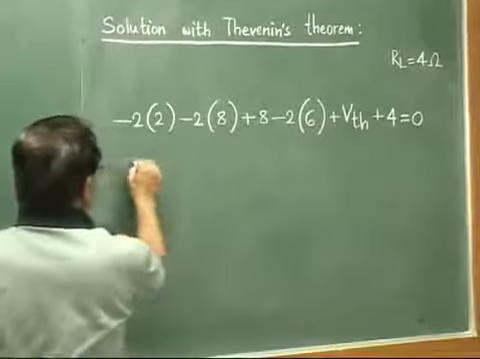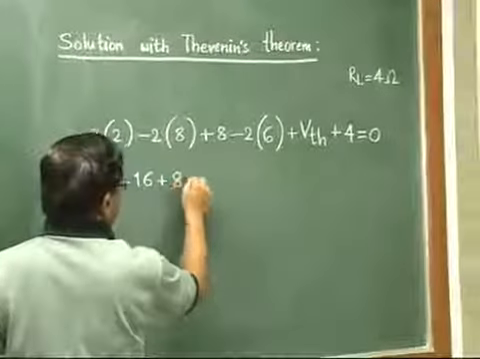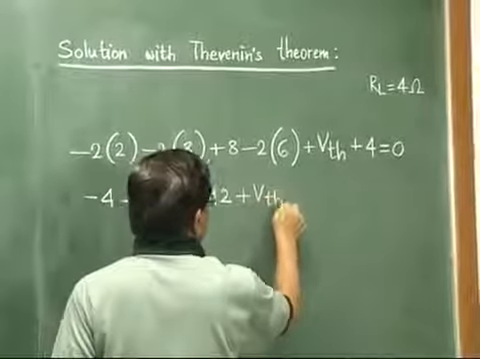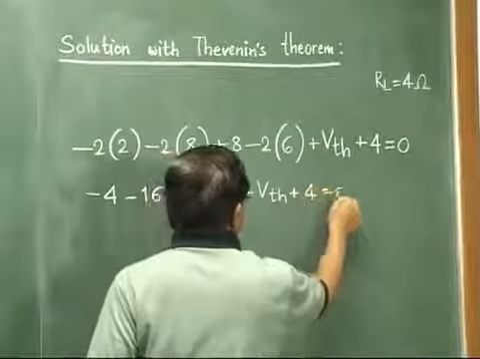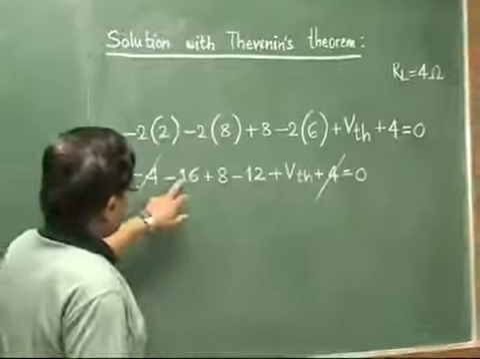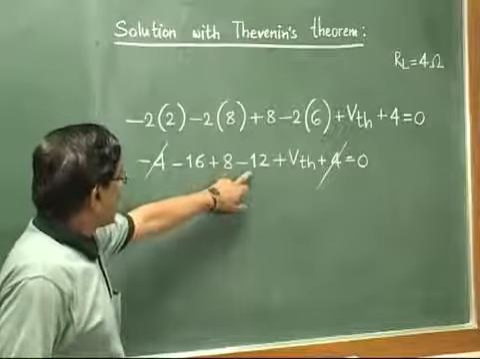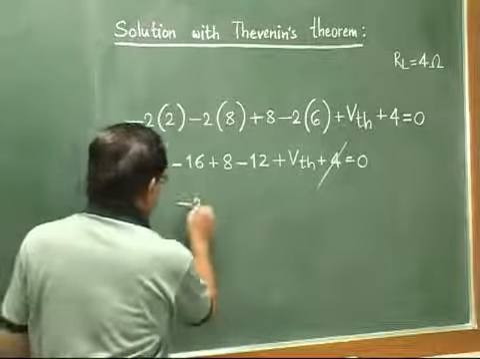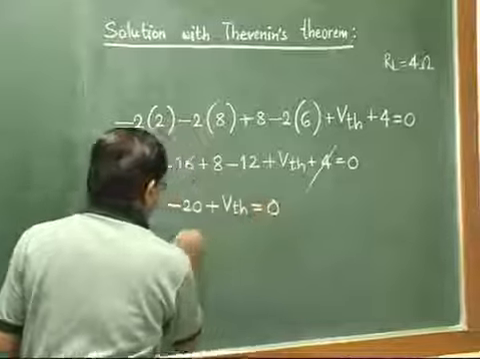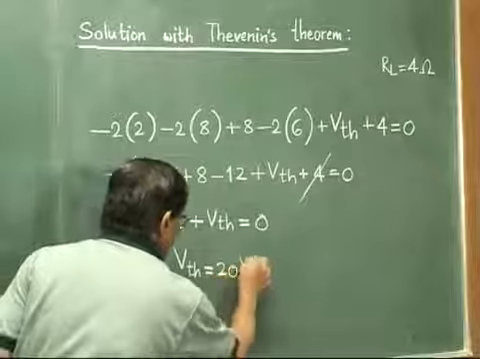Just simplify it. Minus 4 minus 16 plus 8 minus 12 plus VTH plus 4 equal to 0. So this minus 4 plus 4 will go. So what is the total now? 16 and 12 minus 28 plus 8. So minus 20. So minus 20 plus VTH must be equal to 0. Hence, the value of VTH comes out to be 20 volt.